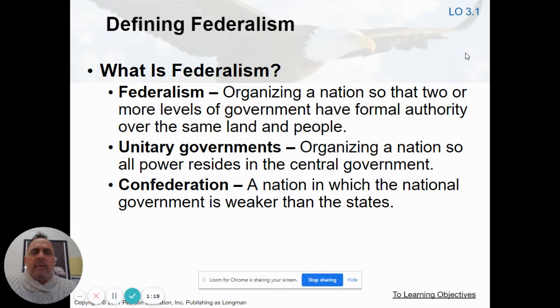Unitary governments, that's where you basically have only a federal level. All the power resides at the central government. And the federal government, like North Korea, has complete and total control. And a confederation is what we tried in the very beginning of our country and failed miserably at, where we gave almost all the power to the state governments. And there's just certain things that are too big for states to handle.